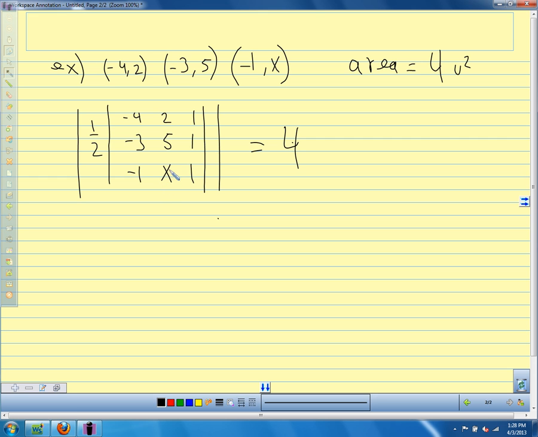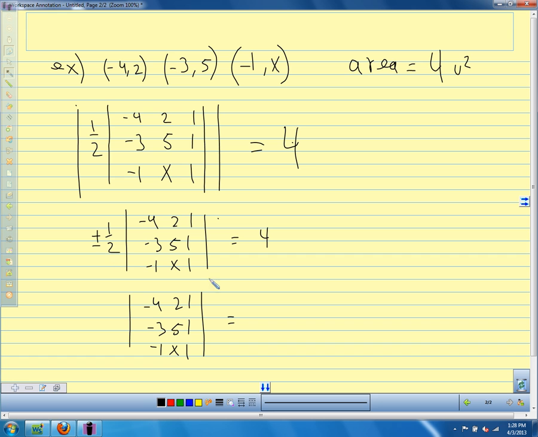So what I'm going to do is, if we take the absolute value away, absolute value just means it can be positive or negative. So I can have a plus or a minus 1/2 times this determinant equals 4. So I want to get rid of this plus or minus 1/2. So this determinant equals, I multiply both sides by plus or minus 2, plus or minus 8. Well, now I can solve this problem because I know how to find this determinant.